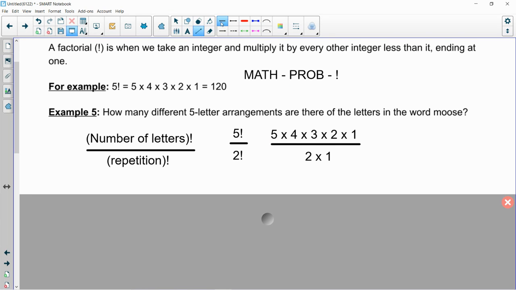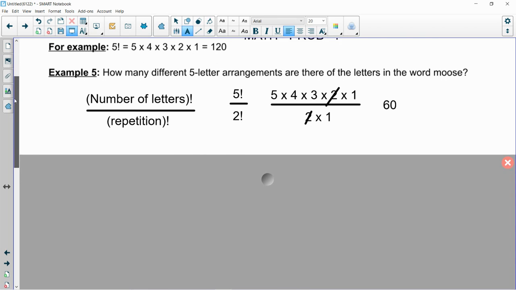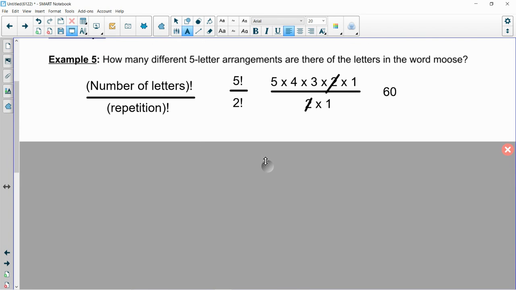And if we think about doing some canceling, the 2's will cancel out. So the bottom just becomes 1, and we no longer have to express it as a fraction. So we have 5 times 4 times 3, and we have 60 different 5-letter arrangements that we can use. All right, so something a little bit new with this whole repetition thing.